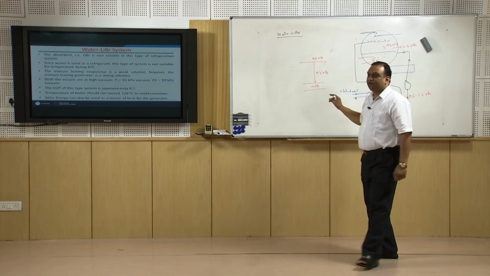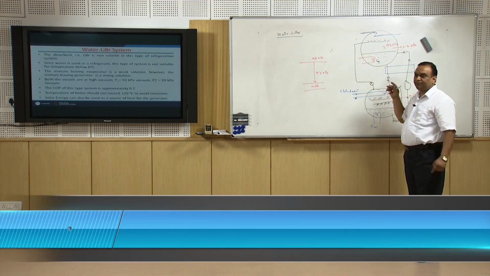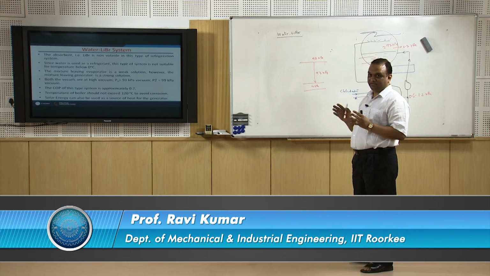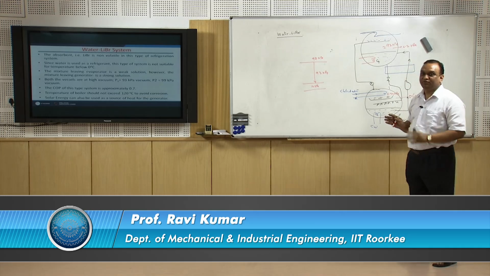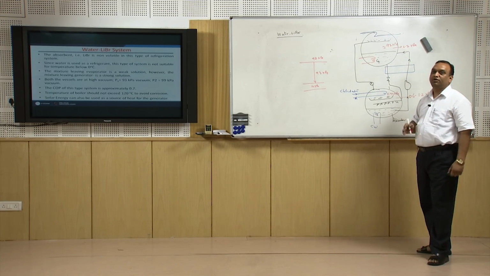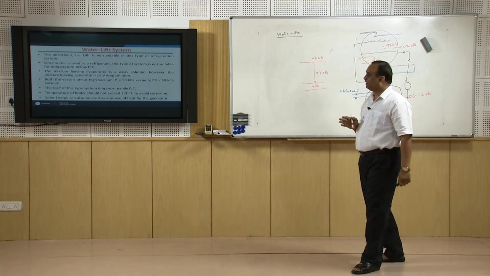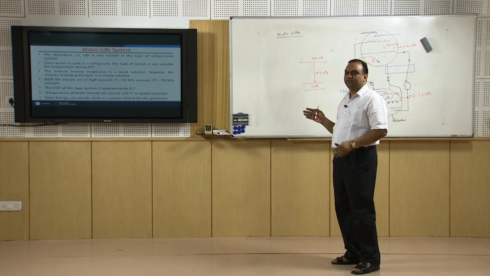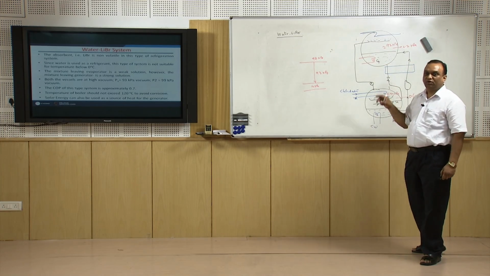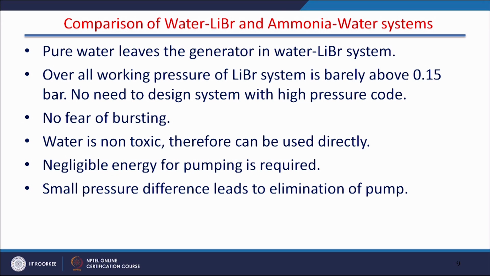This system is best suited for solar energy, because if solar thermal energy is used as a heat source, then we can run this type of system in order to provide solar cooling. Normally solar energy is for heating systems, but here with the help of absorption systems, the solar energy can also be used for cooling purpose. So, overall working pressure in lithium bromide system is barely above 0.15. There is no fear of bursting because the pressure is very low.